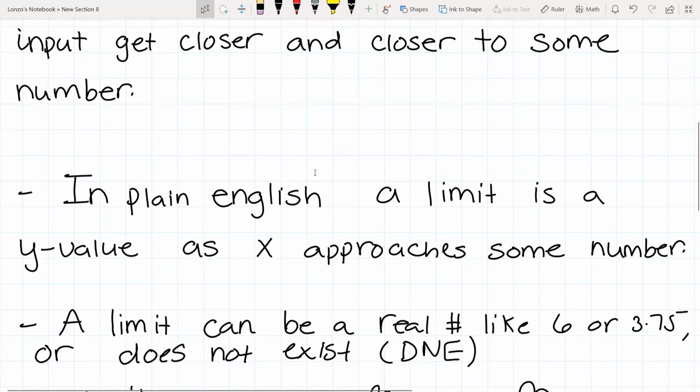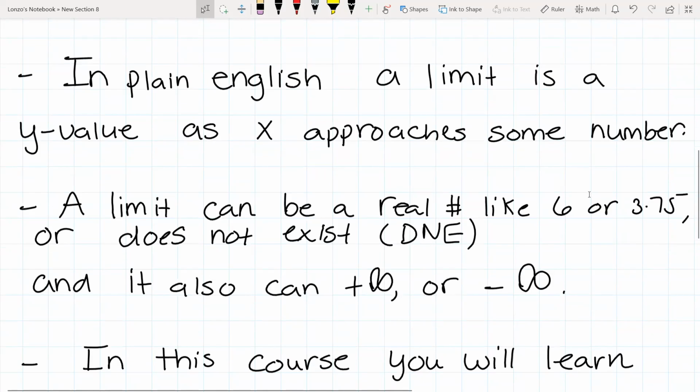In my version, in plain English, a limit is a y value as x approaches some number. That's all it is. A limit can be a real number like 6 or 3.75. It could also be DNE, or does not exist. And it also could be positive infinity or negative infinity. Those are the three options for a limit answer: a real number, DNE, or positive or negative infinity.